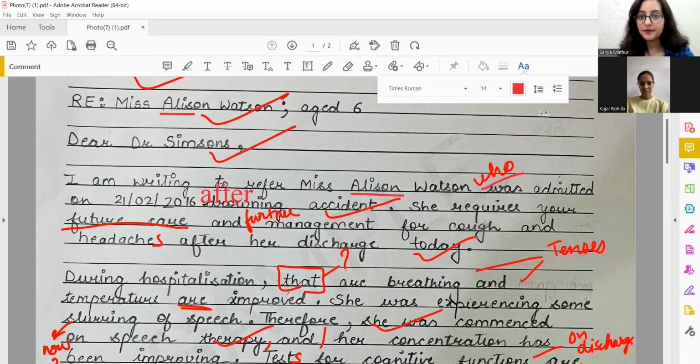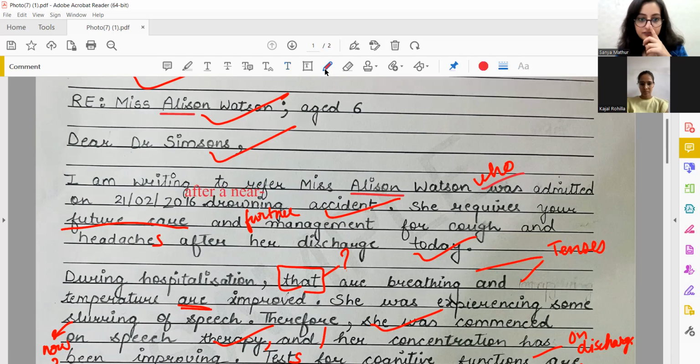So you can write, after a near-drowning accident, with a hyphen. Why a hyphen? Because accident is a noun and near-drowning is the adjective qualifying the noun. Whenever we use two words as an adjective and they can't function independently, that's when we use the hyphen. Is it clear till now? Yes, ma'am. So this is how your sentence should look: I'm writing to refer Miss Alison Watson, who was admitted on 21st after a near-drowning accident.